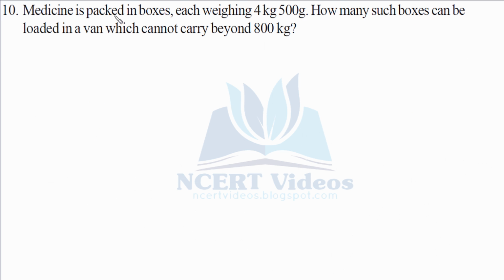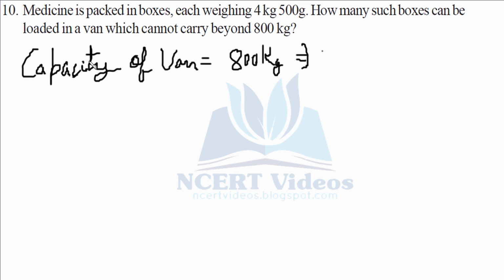Medicine is packed in boxes, each weighing this much. How many such boxes can be loaded in a van which cannot carry beyond 800 kilograms? So maximum capacity has been given, that is 800 kgs. Now we have to convert it into grams because the other part is also in grams. So it would become easier in order to solve the problem. So it is nothing but 8,00,000. That is nothing but 8 lakh grams.